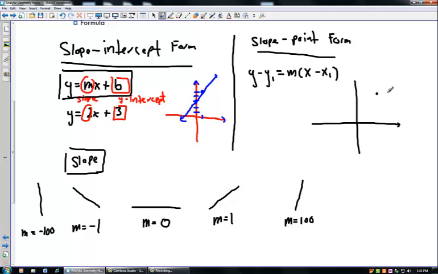So let's just put a point here. So here's my x sub 1, y sub 1. It's just a point on the line. So the idea is if you give me the point and the slope, then I can find the equation of the line using slope point form. Whereas if you give me the slope and the y-intercept, I can tell you what the equation of the line is too. Let's take a look at an example.